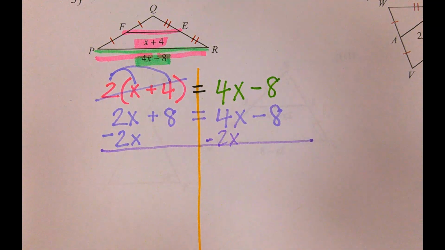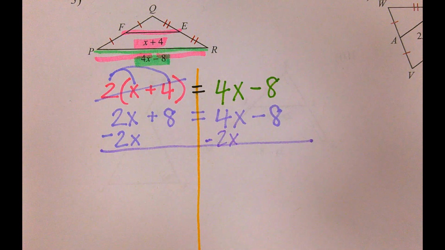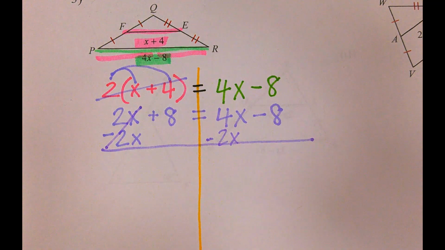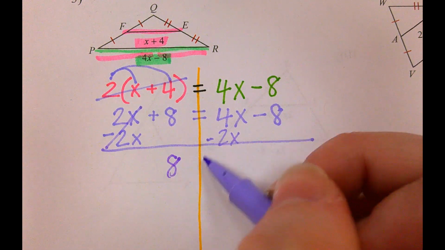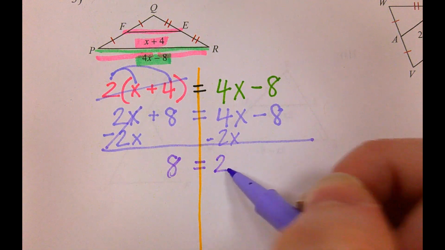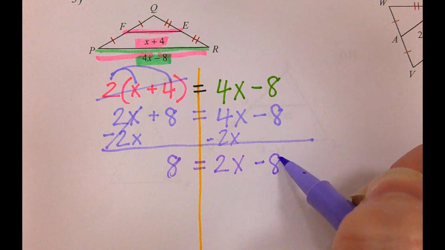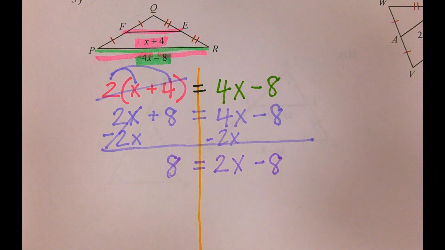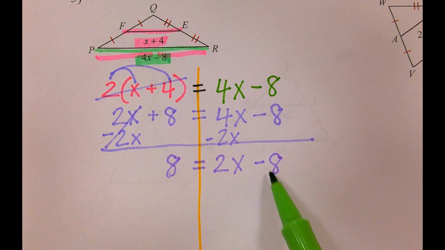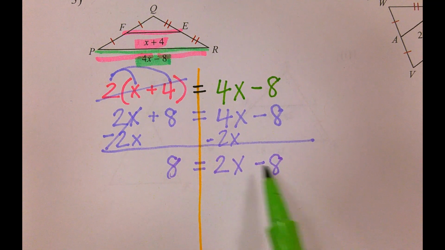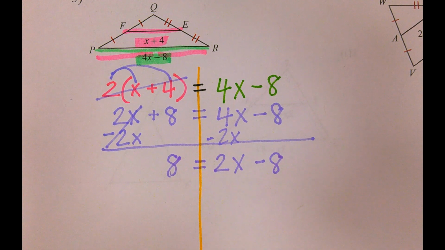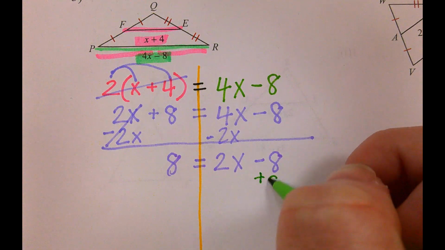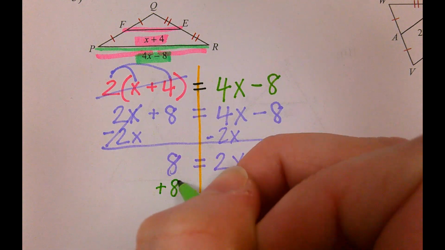I'll draw a line. And what happens here? Your 2x's cancel. I'll bring everything down. 8 equals 2x minus 8. And then it's add 8 on your side. Yes, so now we want to get our terms without x's together. We've got 8's on both sides. We want to get rid of this minus 8, so we'll add 8 to both sides.